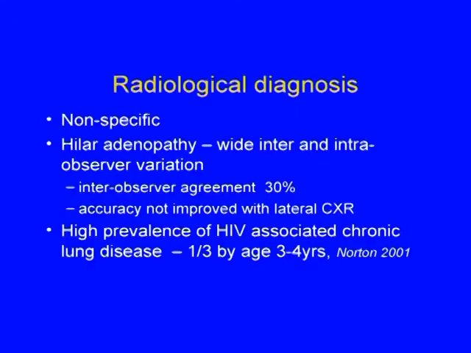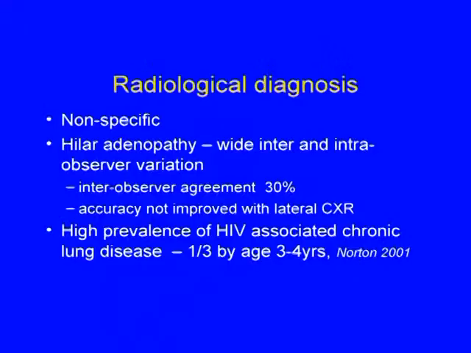So these look like beautiful x-rays, but how specific are they? If you see those x-rays, how specific are they for TB? And in fact, if you look at the literature, the one sign that is most widely used for diagnosis of pulmonary TB in children is hilar adenopathy. And if you look at the studies, there is huge inter and intra observer variation. So what one person interprets as hilar adenopathy, another doesn't. And even the same person interpreting the same x-ray days apart interprets them differently. In fact, if you give two people two different x-rays with hilar adenopathy, there's agreement only in 30% of the cases.